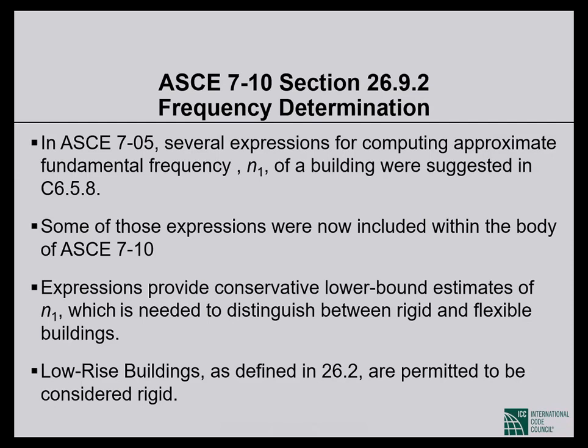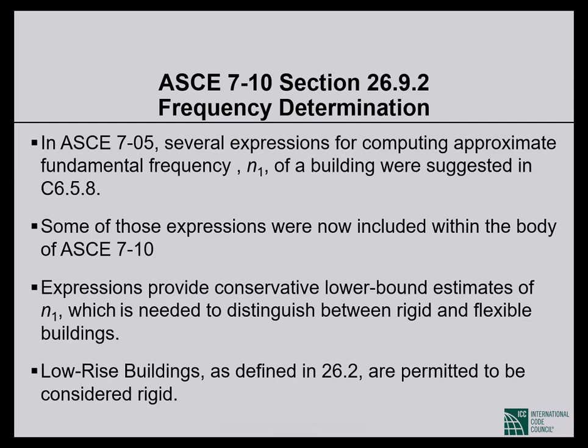So while ASCE 7 did not give you anything up to the 02 edition except vaguely telling you that you can go to the seismic provisions to calculate your period, ASCE 7-05 included in the commentary, not in the standard, quite a bit of guidance. You can calculate the fundamental natural frequency in a number of ways. And those have been brought into ASCE 7-10. They were brought into the provisions.